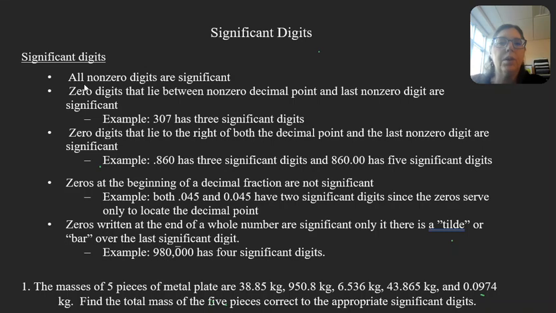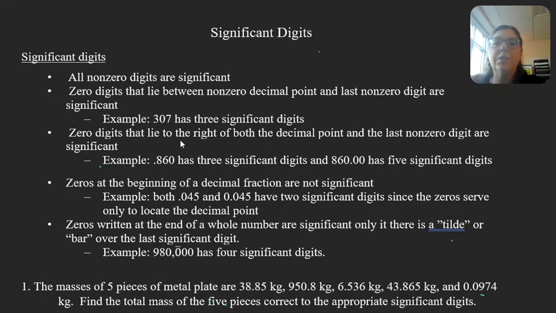So the rules are every digit that is a non-zero digit, in other words the numbers 1 through 9, are automatically considered to be significant, so you don't have to worry about those. It's the 0 that has rules on sometimes it is and sometimes it isn't. If a 0 lies between two non-zero numbers, then it is a significant digit. So in this case the 0 is lying between the 3 and the 7, so the 0 is significant. Therefore, the number 307 has 3 significant digits.